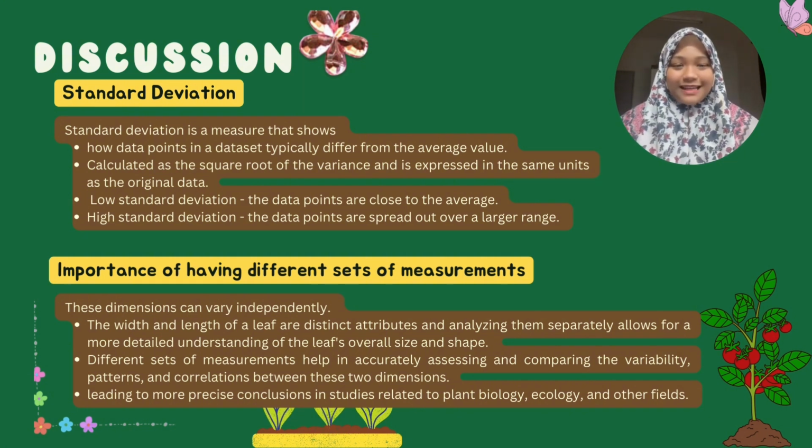Importance of having different sets of measurement. It is necessary to have different sets of measurement for the width and the length of a leaf because these dimensions can vary independently. The width and the length of a leaf are distinct attributes and analyzing them separately allows for a more detailed understanding of the leaf's overall size and shape.